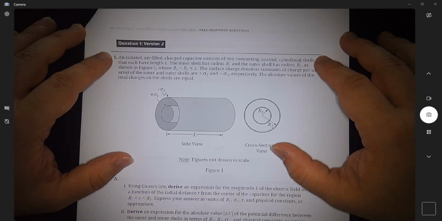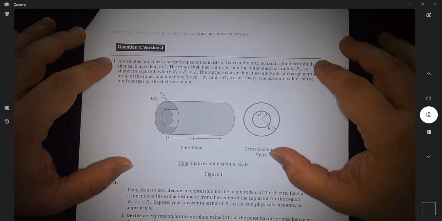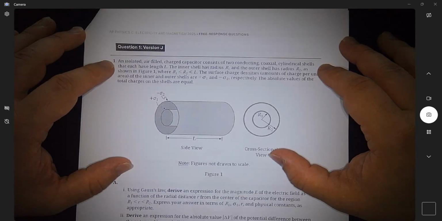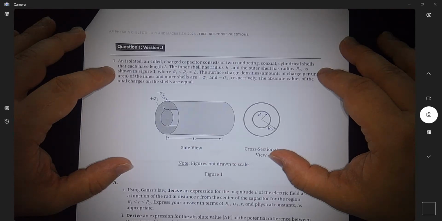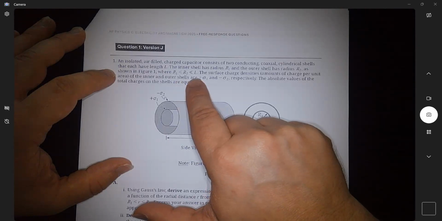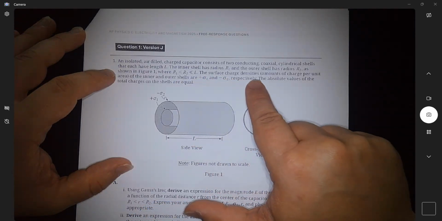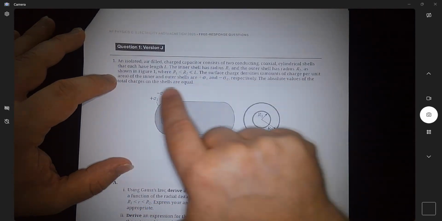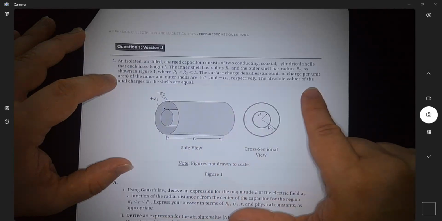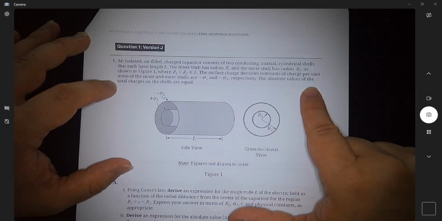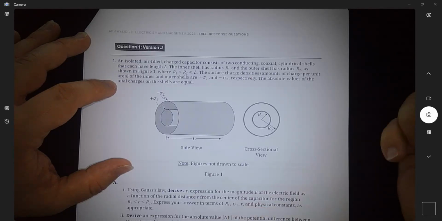An isolated air-filled charged capacitor consists of two conducting coaxial cylindrical shells. They each have a length L. The inner shell has a radius R1, the outer shell R2, and R1 and R2 are way less than the length. The surface charge densities of the inner and outer shells are given. The absolute values of the total charges are equal. The total charges are equal because it's a capacitor, right?